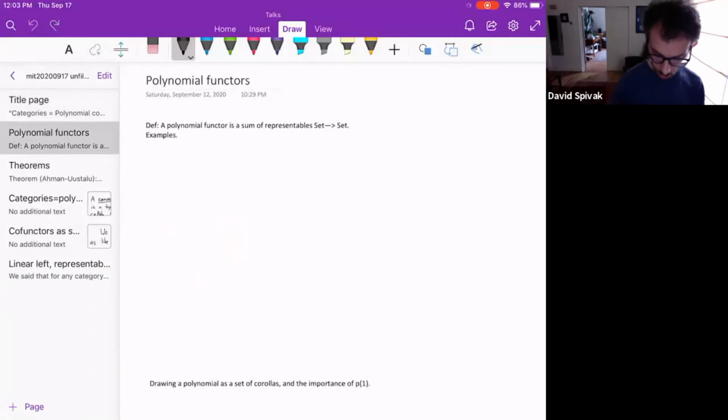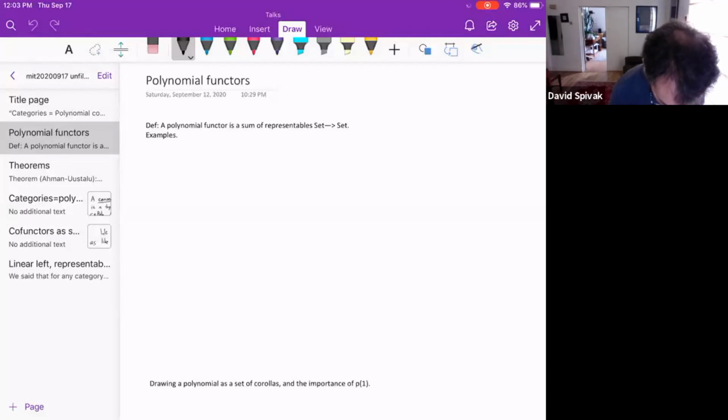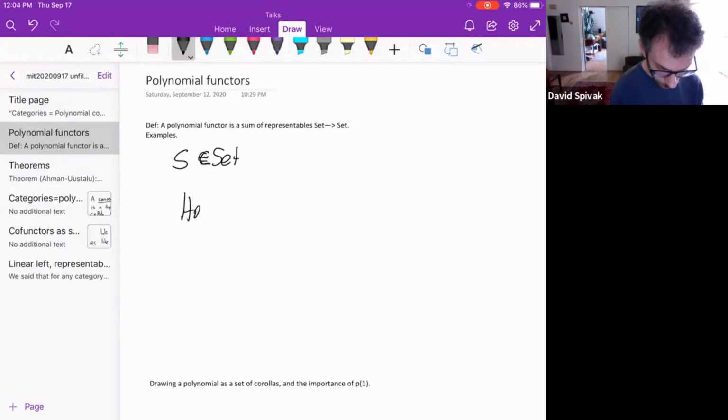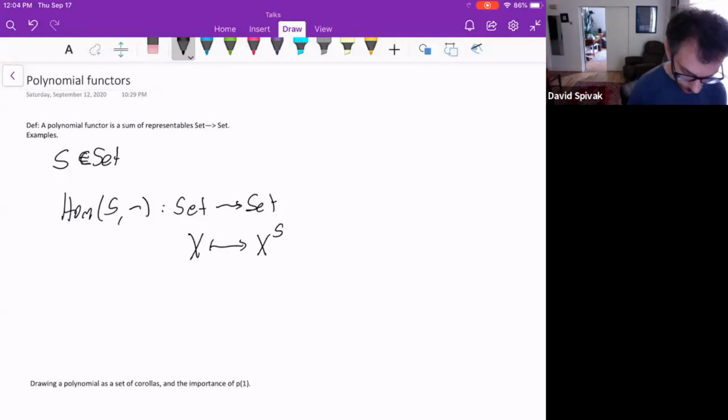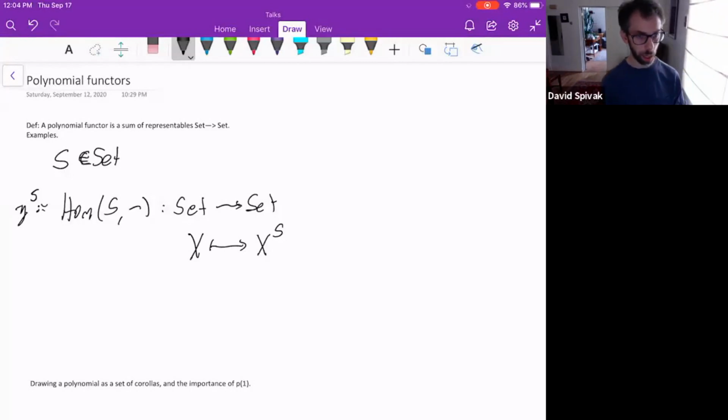So let's begin. Polynomial functors. A polynomial functor is a sum of representables from set to set. So for example, or sorry, not for example, let me say what I mean. Let's say S is a set, so S is in set. Then Hom(S, -) is a functor from set to set, and it sends x to x to the s power. So I'm going to denote this thing y to the s. Y stands for Yoneda. It also looks like a variable. And so y to the s of x is x to the s.